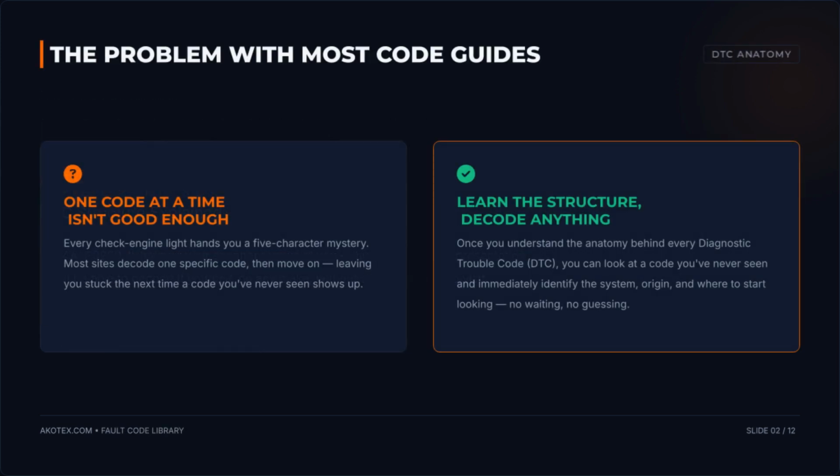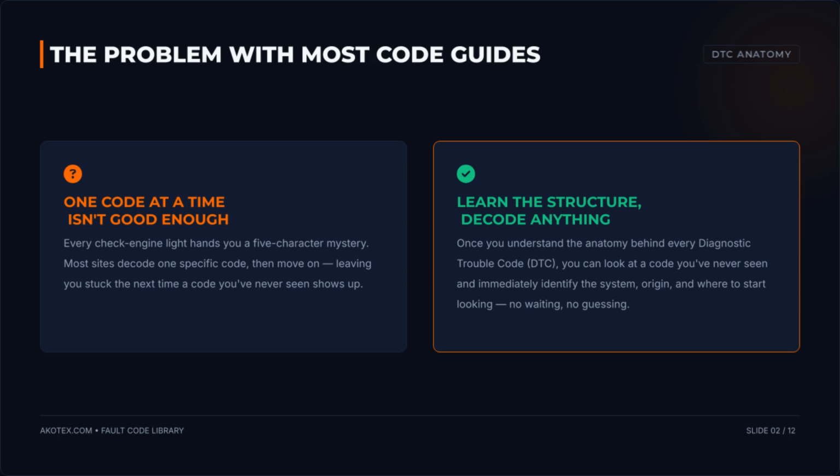Here's the thing about most code guides, mine included, up until now. They decode one specific code, and move on. Which is fine, until you get a code that isn't on the list. And this isn't just theory for me. Understanding this structure is exactly what let me realize that P334A wasn't necessarily an electrical failure at all. The code's category told me where to start looking, and the diagnostic logic did the rest. I'll link that full case study at the end.